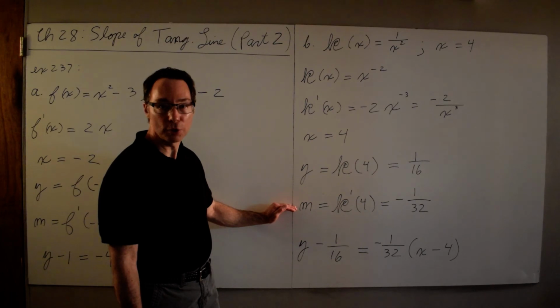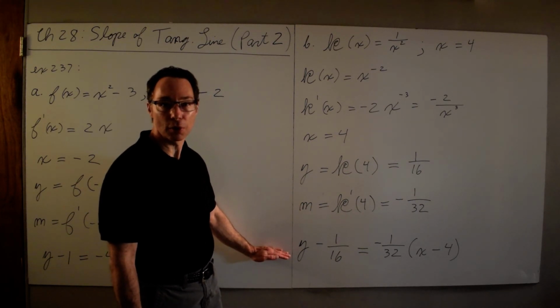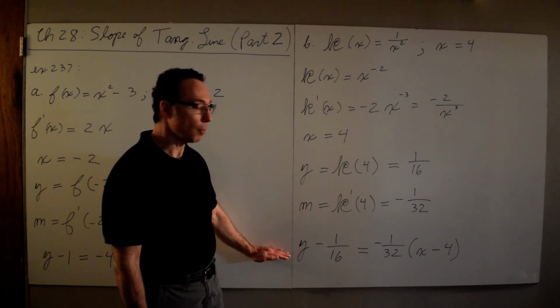Now we write the equation of the line. y minus the y-coordinate is equal to the slope multiplied by x minus the x-coordinate.